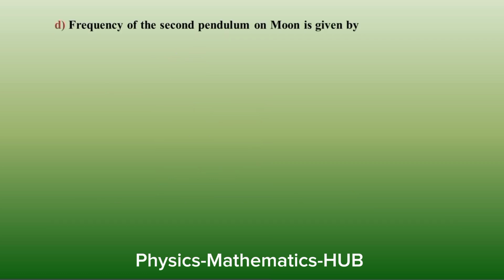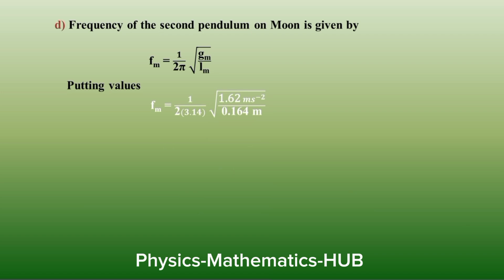In part D, we have to find the frequency of the second pendulum on moon using the same formula. Fm is equal to 1 over 2 pi square root of Gm divided by Lm. Putting the values, we get Fm is equal to 1 over 2 into 3.14 square root of 1.62 meter per second square divided by 0.164.